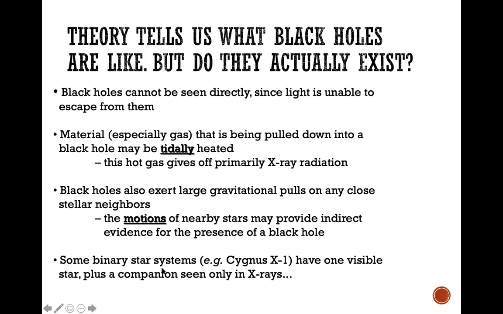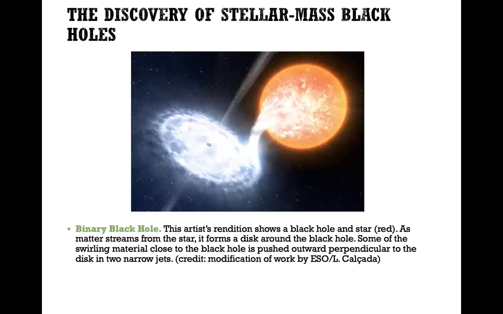And also there are some binary star systems. One example is Cygnus X-1. It has one visible star plus a companion star which can only be seen in X-rays, right? That is good evidence that we can probably assume that this invisible star that emits X-rays should be a black hole, right? So these are the normal general ways that we estimate that there could be a black hole at a certain point.